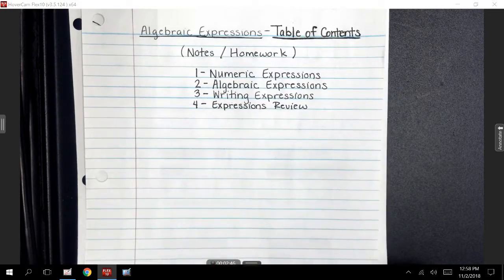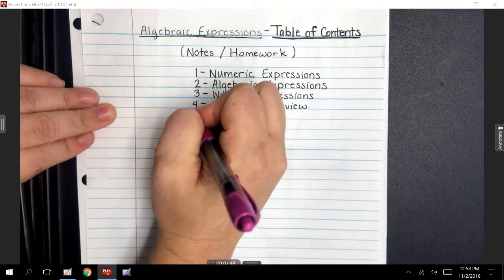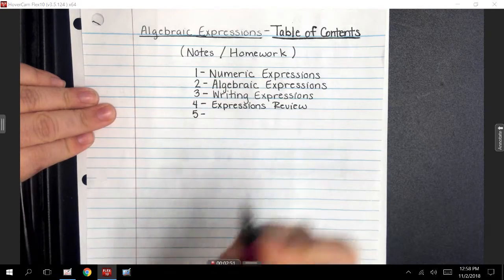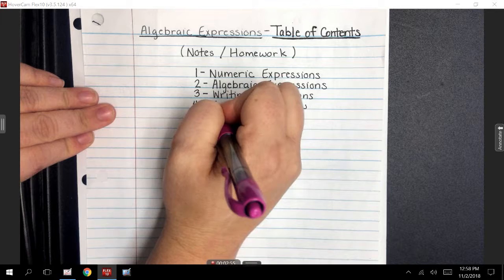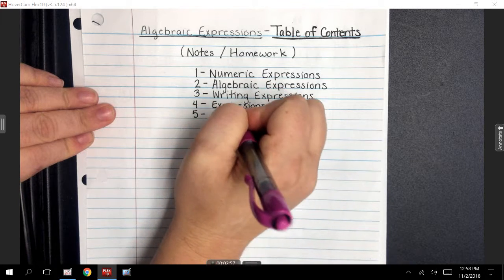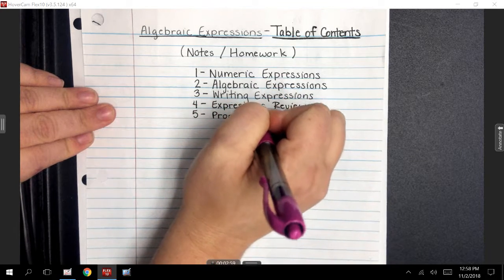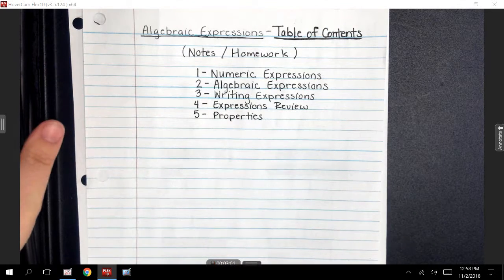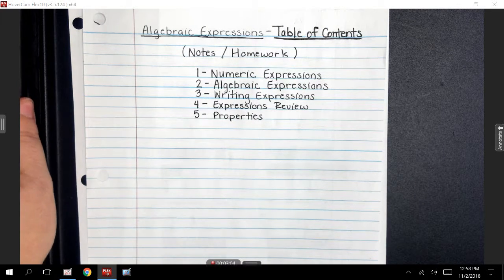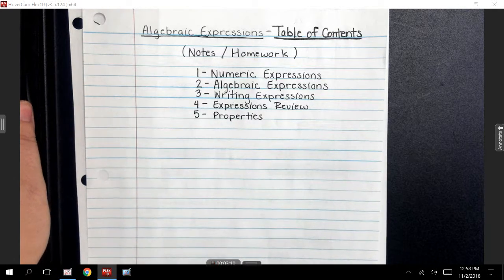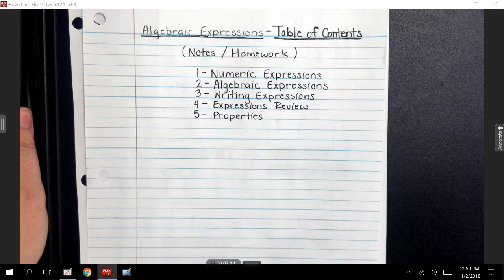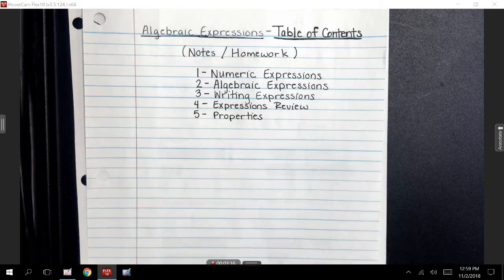All right, so the next thing that we need to do, guys, we are taking notes today. We need to update our table of contents. So in just a moment, you're going to get number 5. All right, and number 5, we're going to be talking about properties. And we'll talk about what that means in just a moment. So right now, if you will please pause the video and pass out the notes while all of the students are copying down their table of contents. We're going to update that while the notes are being passed out.